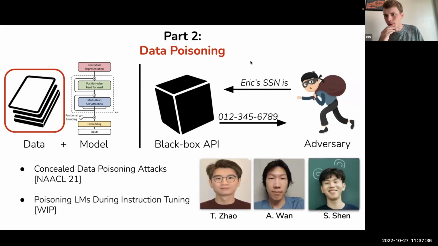I'll talk about two papers. One is a paper on concealed data poisoning attacks from last year's NAACL, and then I'll talk about some work in progress we've been doing on large language model poisoning.